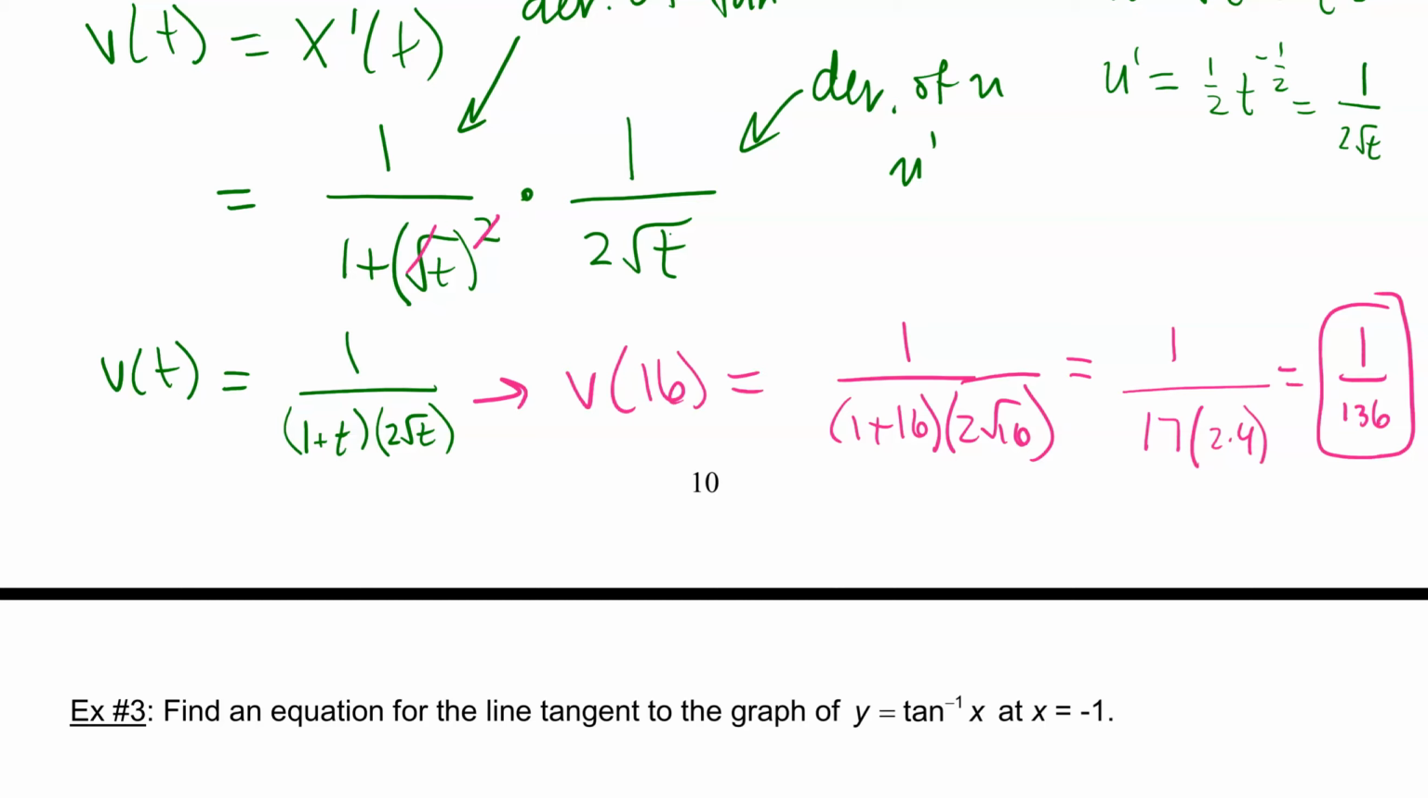I don't understand how you get from here to here. Okay. So 1 plus root t squared. What's root t squared? Just t. So it's 1 plus t times 2 root t. Oh my goodness. Awesome. Okay.